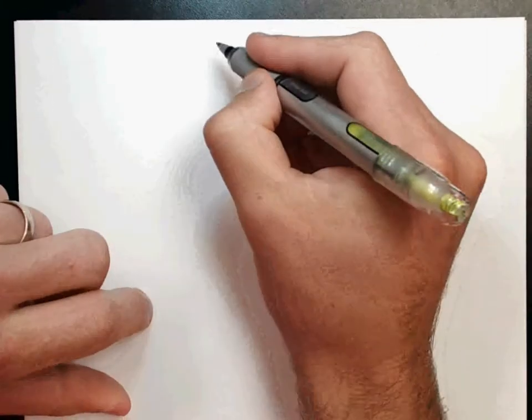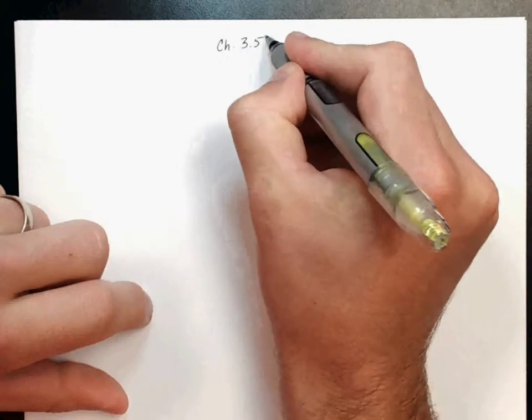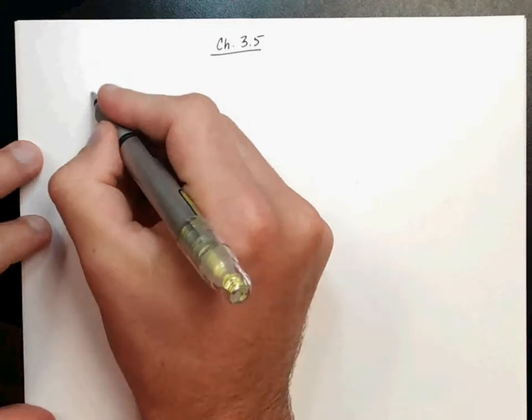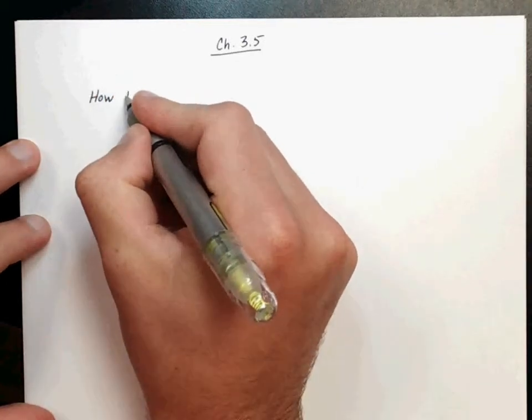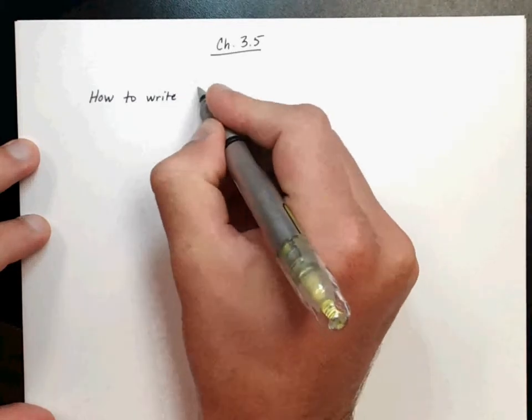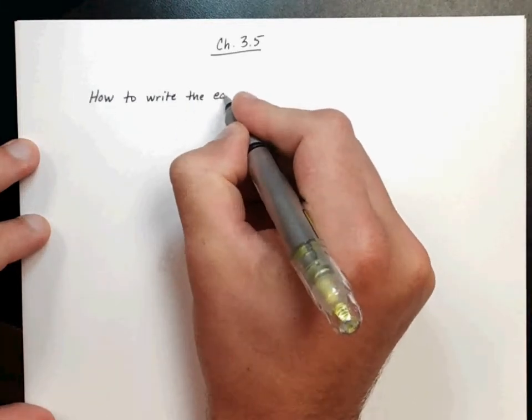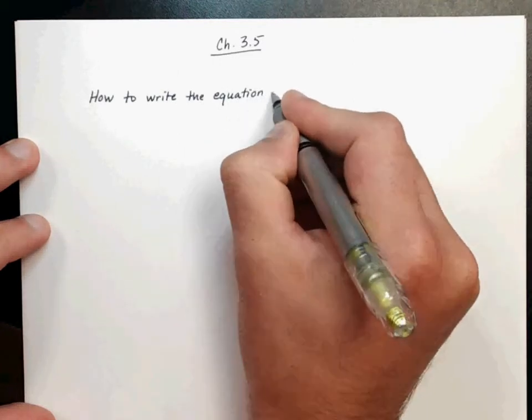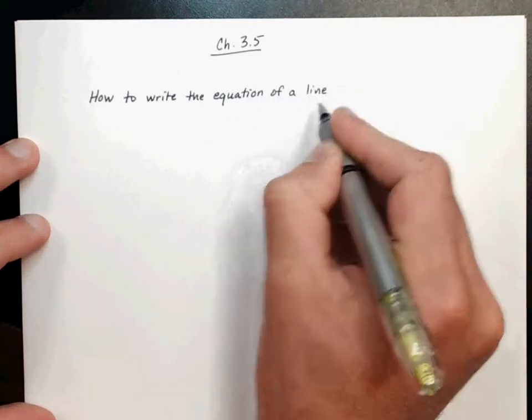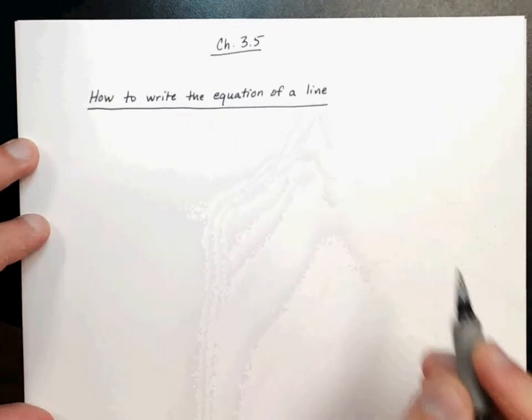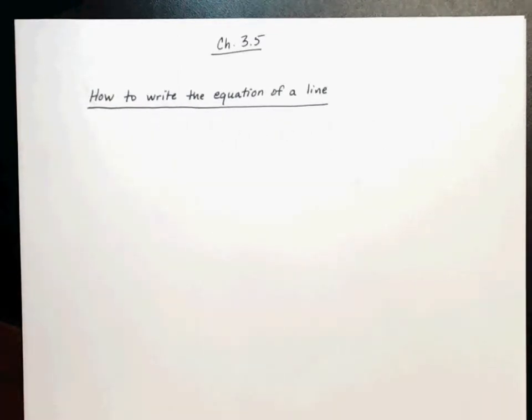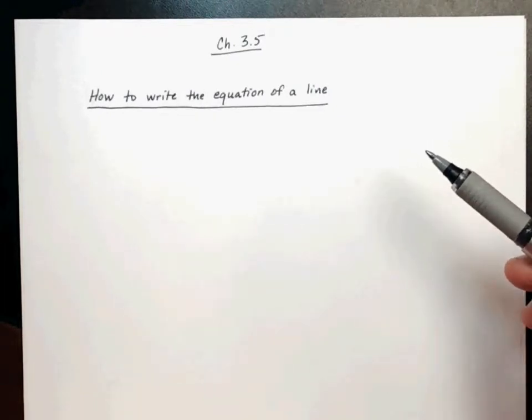Okay, chapter 3.5. Right? In chapter 3.5, we're going to learn 4 different things, but they're all related. So here's the first thing that we're going to talk about, is how to write the equation of a line. Okay? And some of this should be review from algebra. So that's what we're going to start with, is finding out how to write the equation of a line.